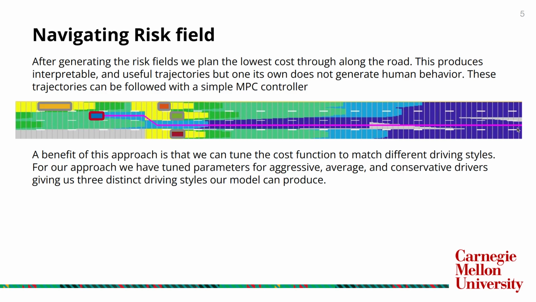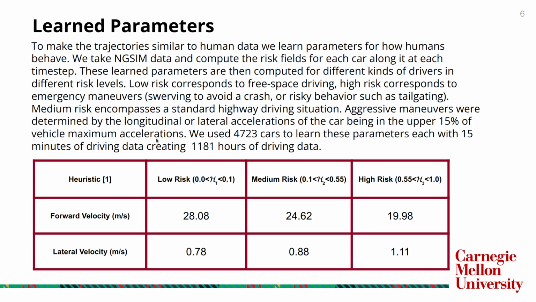However, this lowest cost function doesn't create human driving behavior on its own, and so that is why we use these learned parameters. For these learned parameters, we take NGSIM data and process through it to find different driving maneuvers and behaviors, and then determine how humans behave in different situations so that we can tune the cost functions to behave the same way.